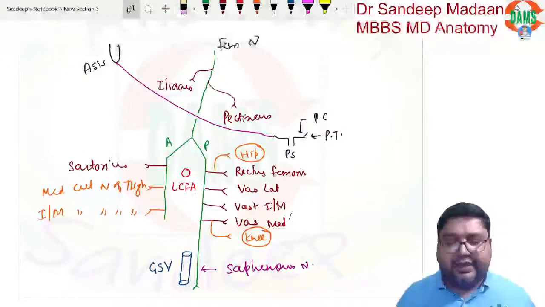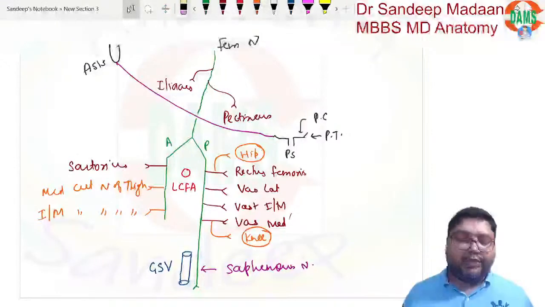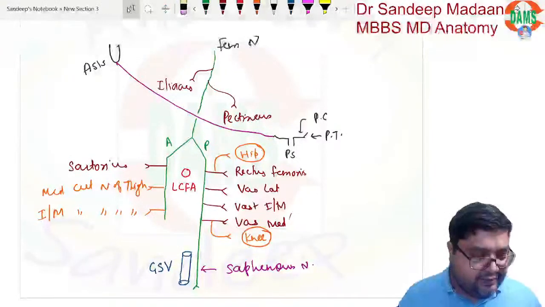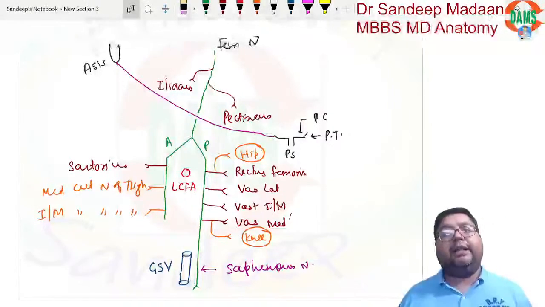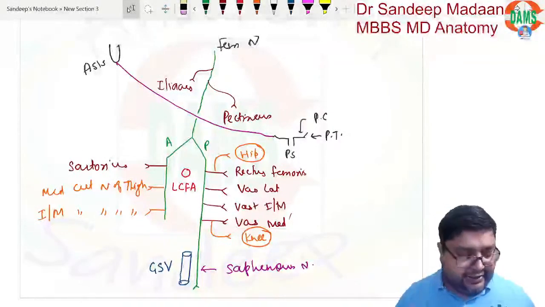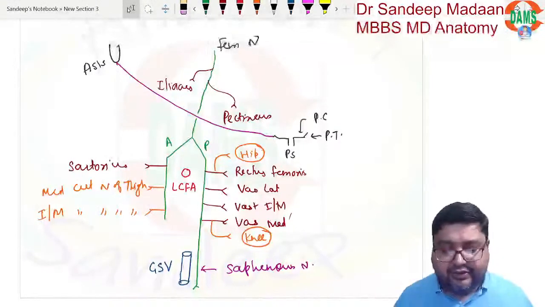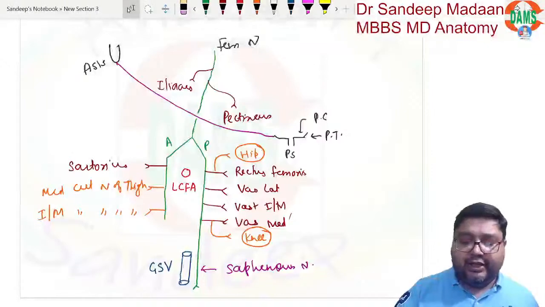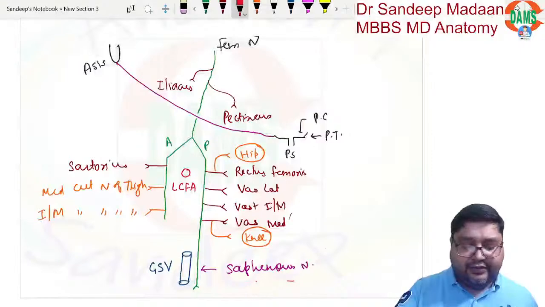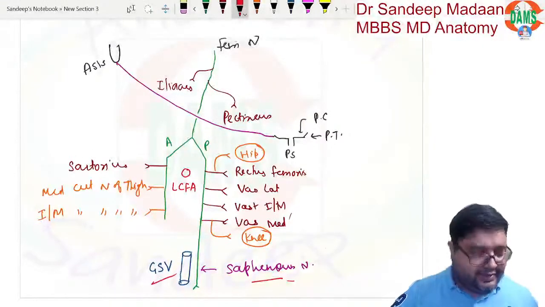Now, along with this, the branch to rectus femoris will also supply which joint? Hip joint. And branch to vastus medialis will also supply which joint? It will also supply the knee joint. So it can be referred pain. Do you remember that referred pain theory? And the most important point, posterior division will not end. It will continue as what? It will continue as saphenous nerve, which accompanies great saphenous vein.